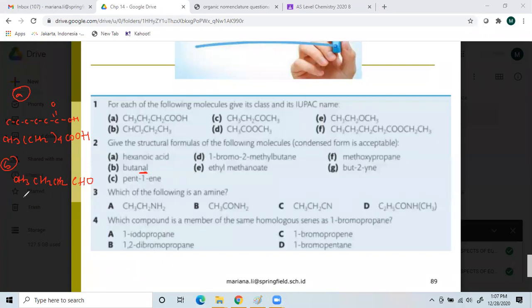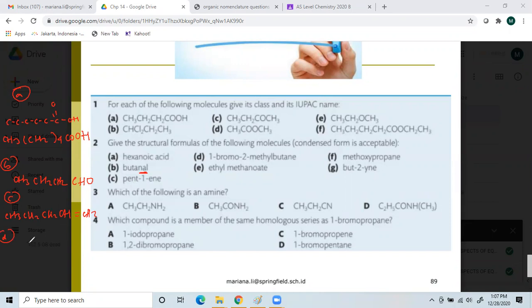Okay, pent-1-ene: CH3, CH2, CH2, CH, double bond CH2. Pent-1-ene, right? How about D?